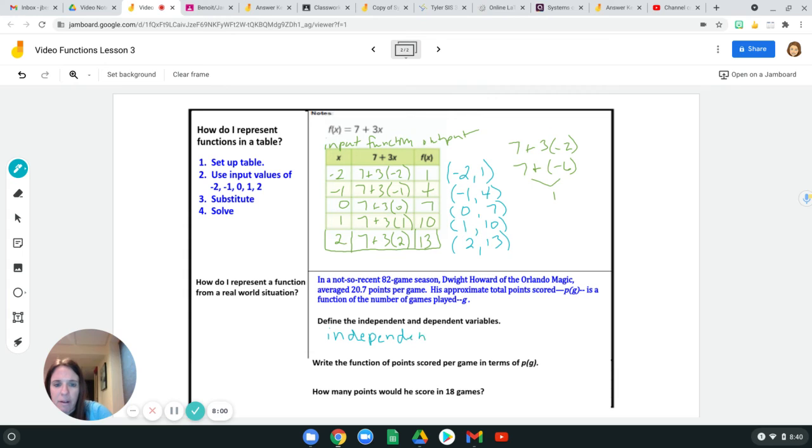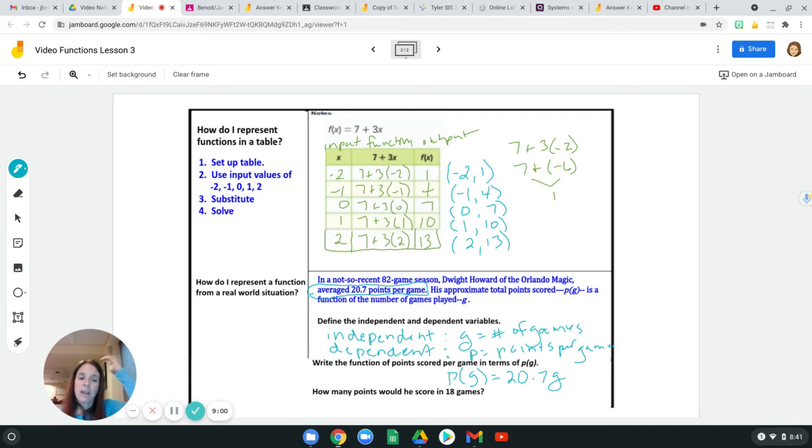So your independent variable is your number of games, or your G. And then your dependent variable is the P, the points. So we want to write the function of points scored per game in terms of P of G. So P of G equals 20.7G. Now, where did that 20.7 come from? It averaged 20.7 points per game. So each game he'd get an average of 20.7 points. So we use that 20.7 and multiply it by the number of games.